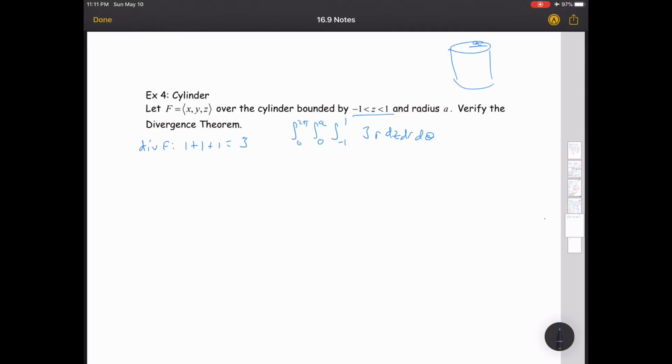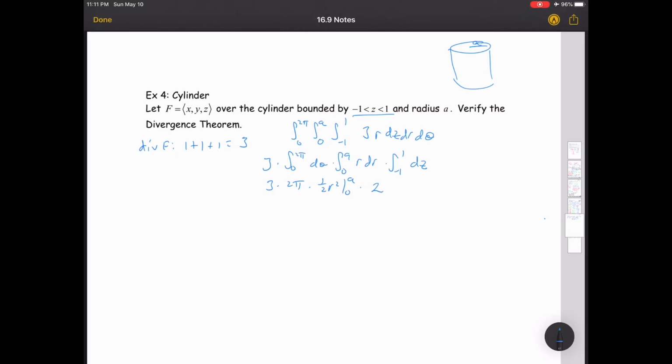So let's go ahead and split this one up. We've got the integral from 0 to 2 pi of d theta times 0 to a of r dr and -1 to 1 of dz. Let's just put that 3 out in the front there. It's a constant. So the first one is going to give us 2 pi. The second one is going to give us 1/2 r squared from 0 to a. And the last piece is a constant, so it'll go from -1 to 1, and that's just going to be 2.